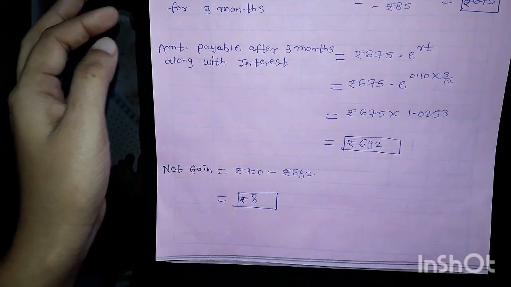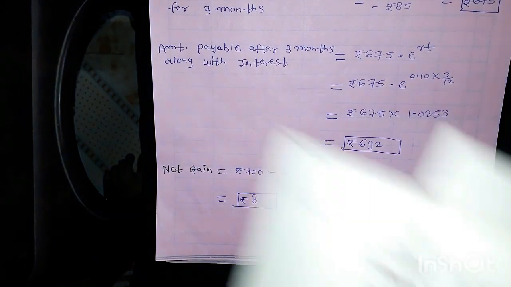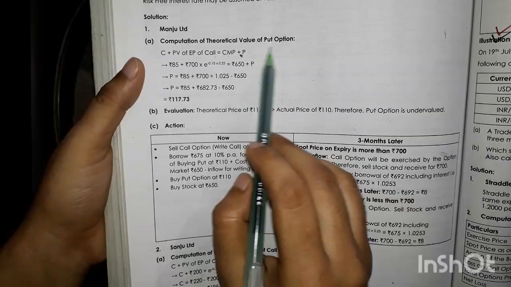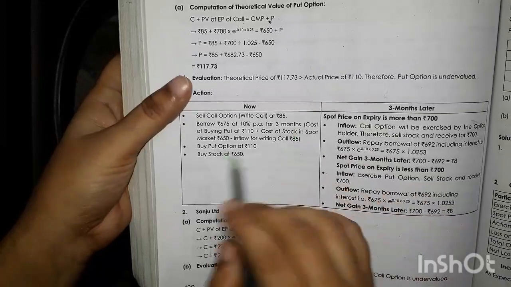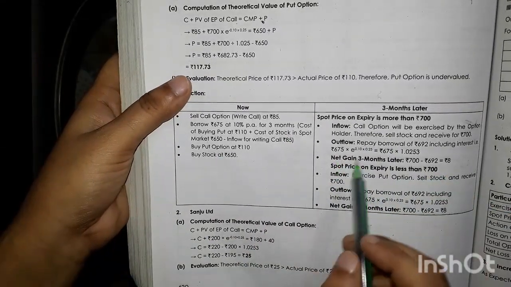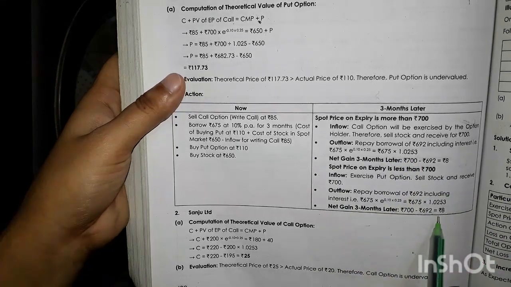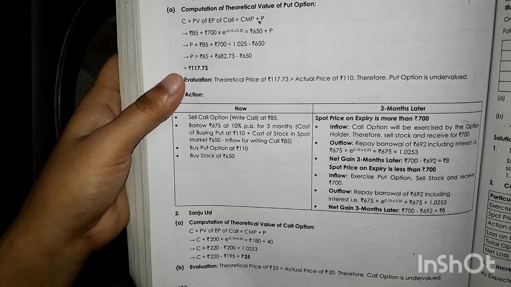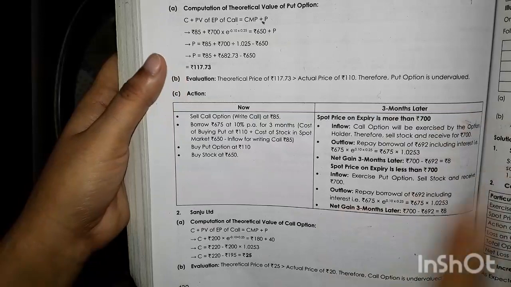Okay, so we will check the answer first of all, and then we will go for Sanju Limited. See, this is the value of a put option which we have already calculated. After that, here they have calculated the present value of the exercise price, and here the net gain is 8 rupees. So here we have calculated everything, and now we are going to calculate for Sanju Limited. The same things we are going to repeat.